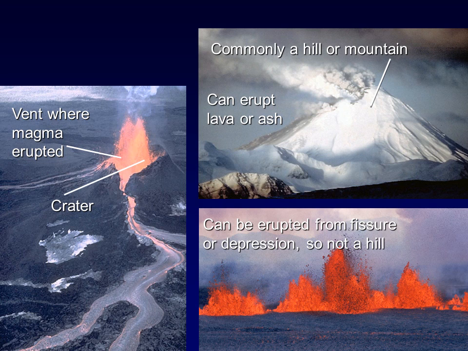So as far as your notes, you can write everything that's on the slide, or you could say a cone-shaped hill or mountain with a central vent from which lava, gases, and material are ejected. Okay, I'll say that one more time. A cone-shaped hill or mountain with a central vent from which gases, lava, and material are ejected.